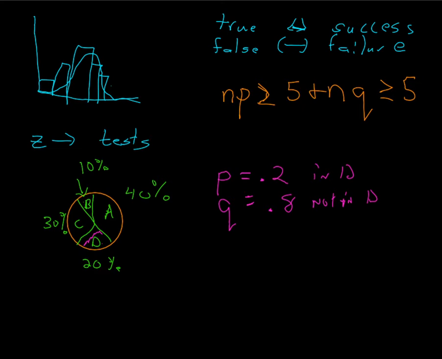Now for these things to be greater than or equal to 5, when n is really large, you don't really have to check this. Now, well, you do, but these numbers have to be really small. You're talking about 99%, right? For example, let's look at an extreme. If I had a 99% chance of success and a 1% chance of failure, to get n times q to be greater than or equal to 5, I need 500n.